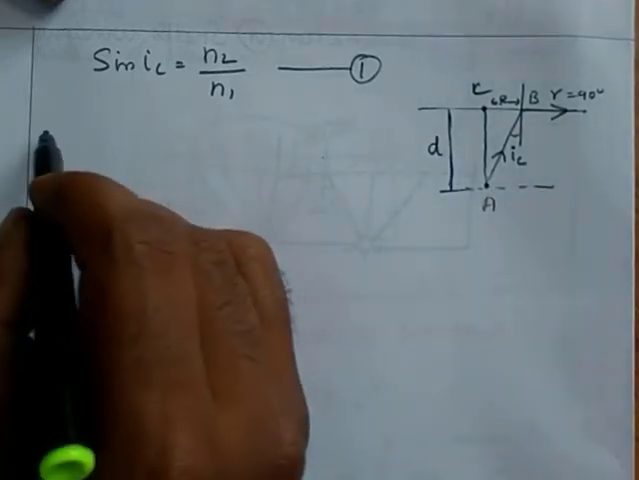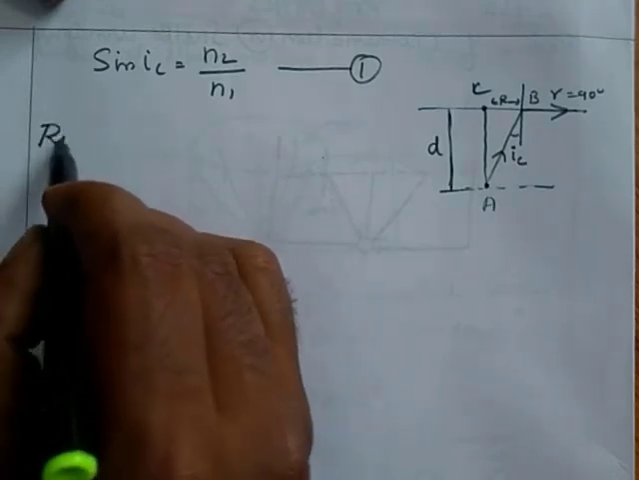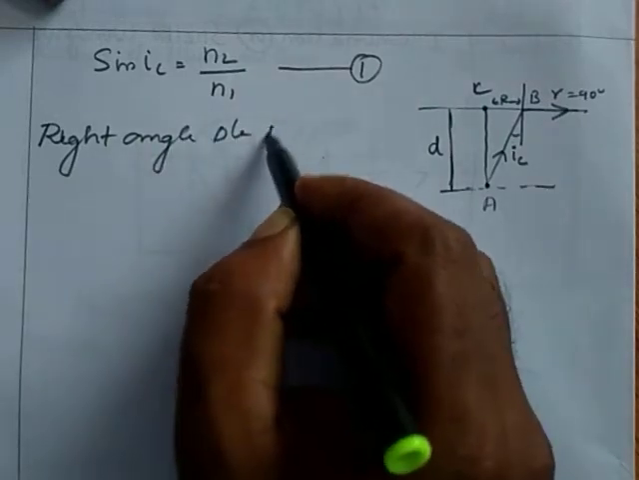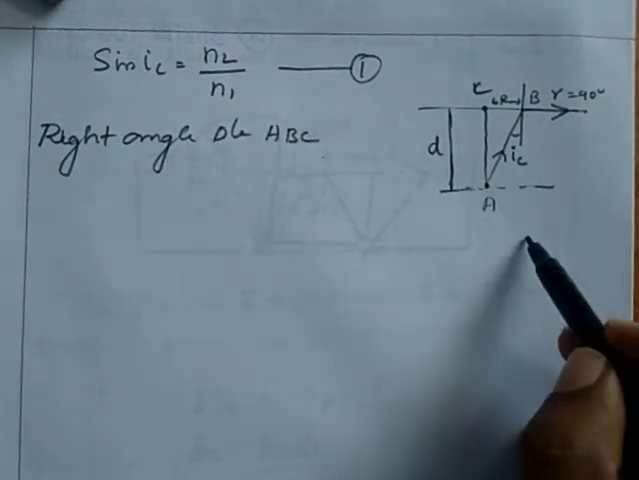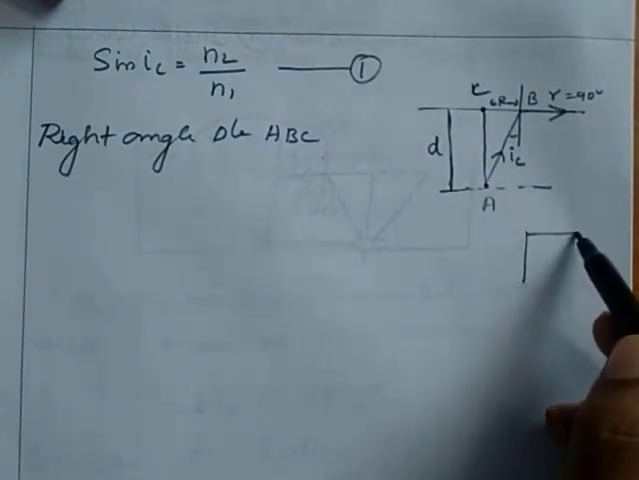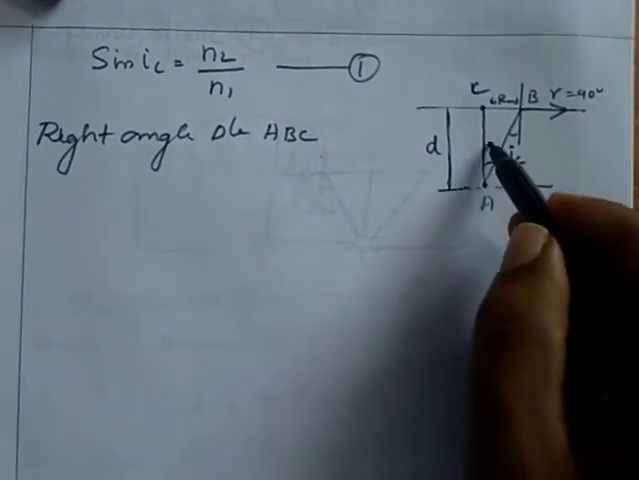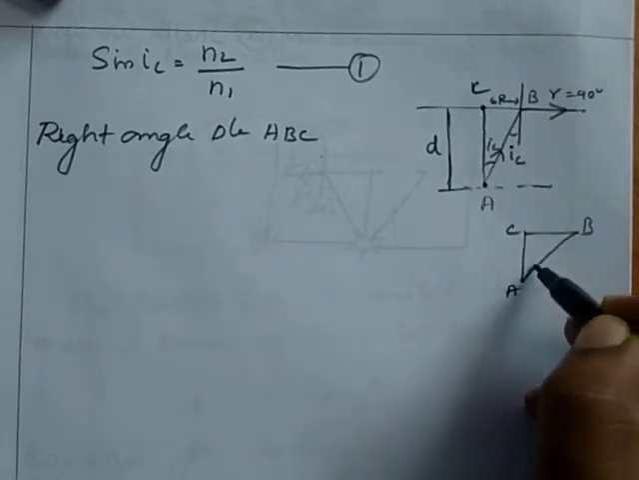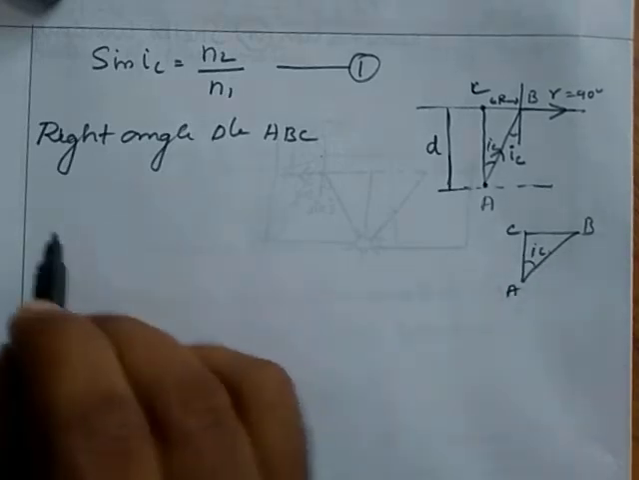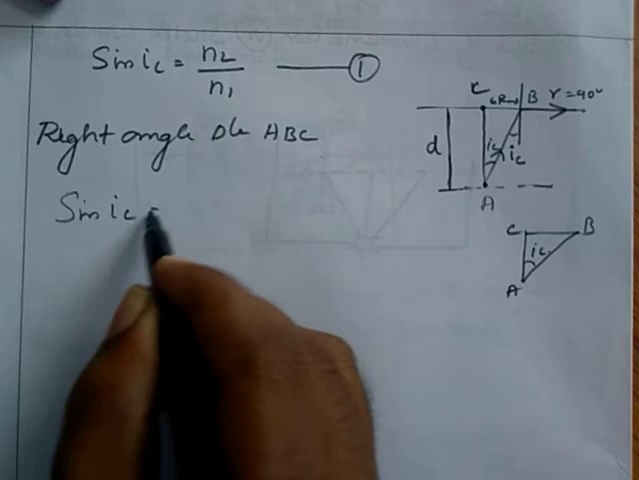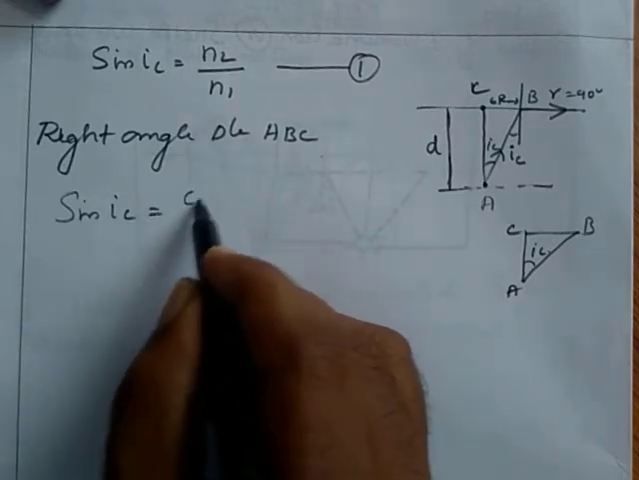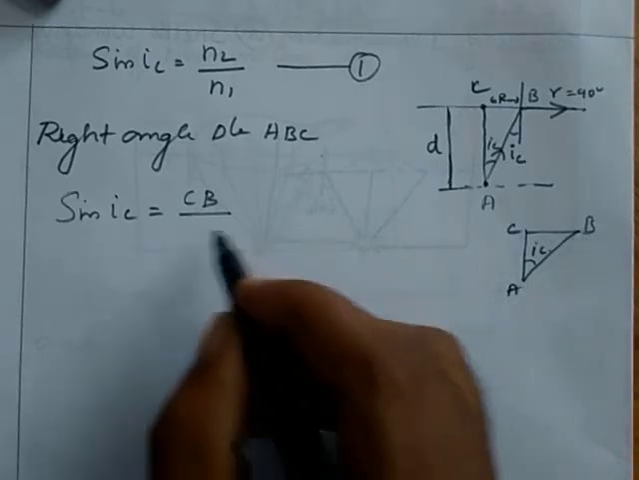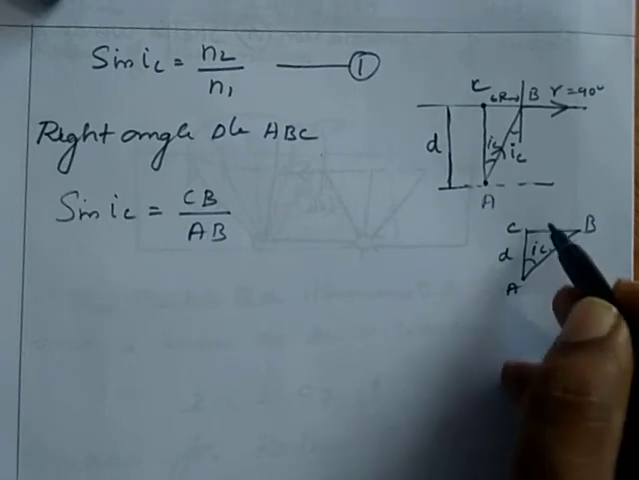Here I consider a right angle triangle, that is ABC. Here this is that right angle triangle. This is ic, alternate angles are equal. A, B, C, this is ic. For that I consider sin theta. Sin ic is equal to opposite side by hypotenuse. What is the hypotenuse? This AB is the hypotenuse. We know this is D, this is R.